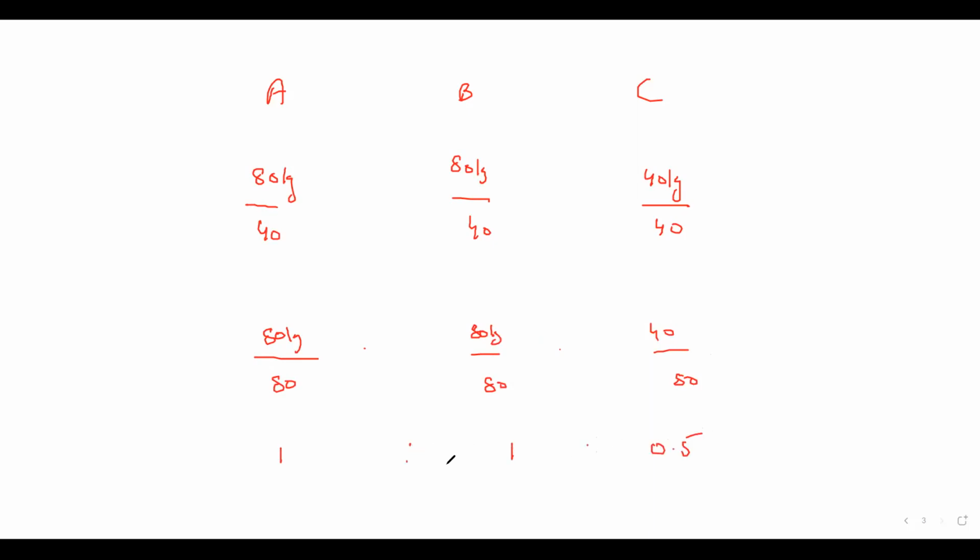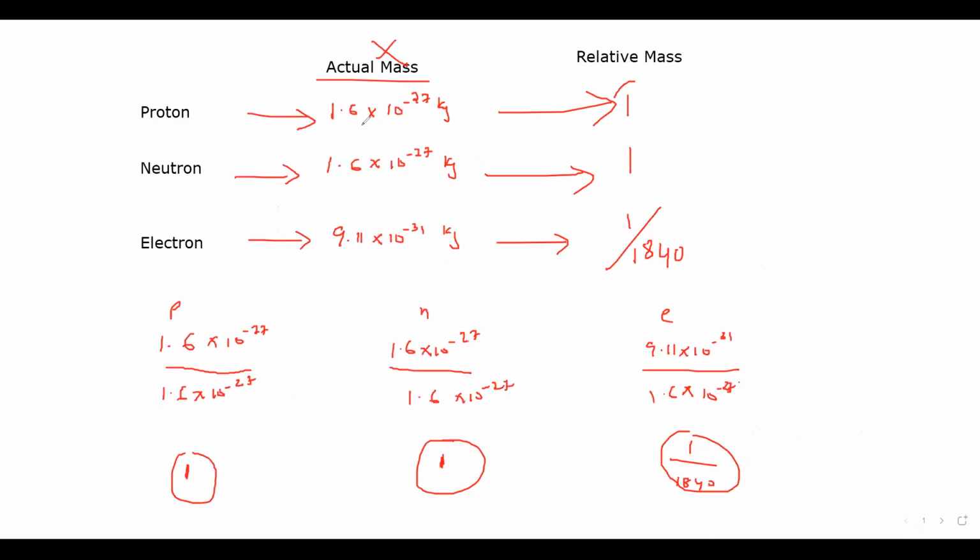So I can say their relative mass is 1, 1, and 0.5, or I can say their relative mass is 2, 2, and 1. So it can be done both ways. Both ways are correct. Same thing we did: we have the actual masses of proton, neutron, and electron, so we divide them by 1.6 times 10 to the power minus 27. For proton, we get 1. For neutron, we get 1. And for electron, it will be in decimals, but instead of writing in decimal, we write a fraction, which is 1 divided by 1840, or 1836 or 1837, you can also write. Is it clear, Abdullah Sarfraz?